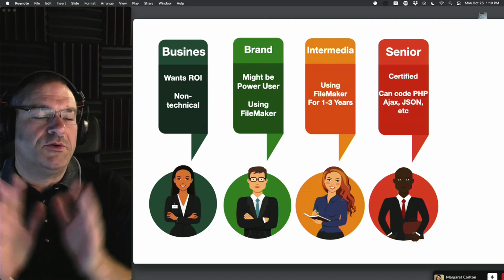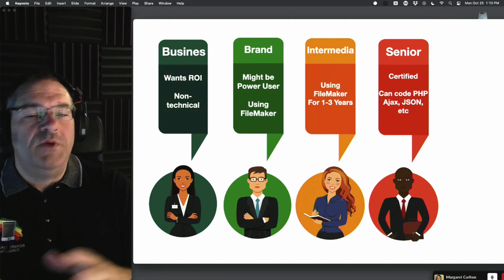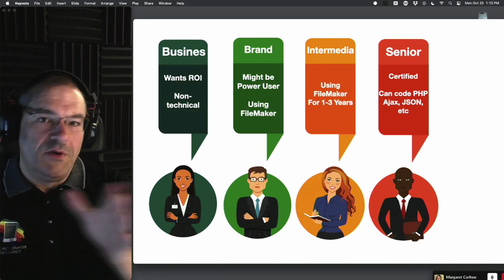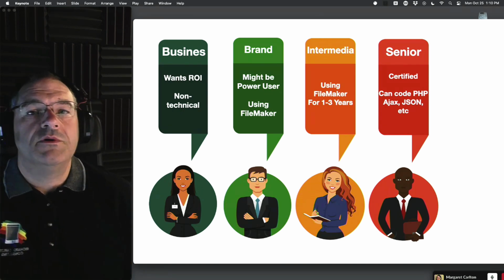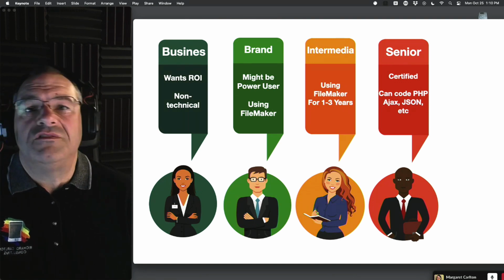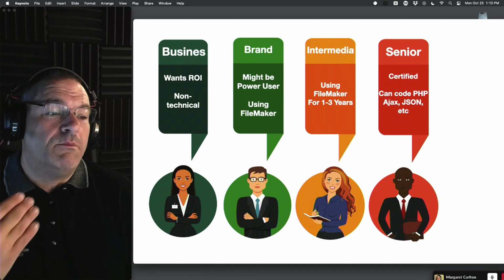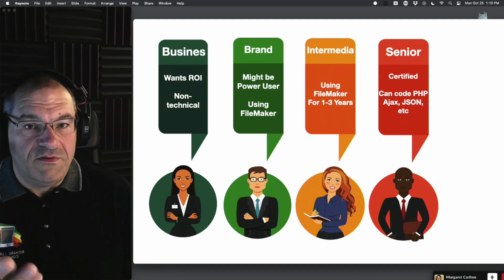You have intermediate developers who've been doing FileMaker for a while, and 1 to 3 years is what you'd be doing if you were doing FileMaker every day. 1 to 3 years of every day, 8 hours a day doing FileMaker. That's your intermediate developer. They're big about optimizing the performance, making it run quick because they've deployed it, they're sharing the solution, they've seen performance slowdown, so they have performance in their mind.